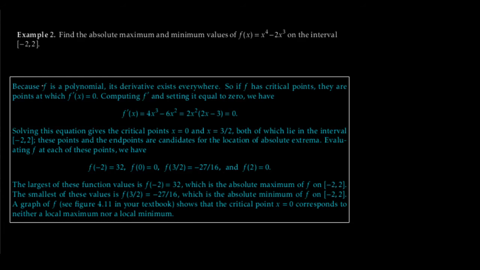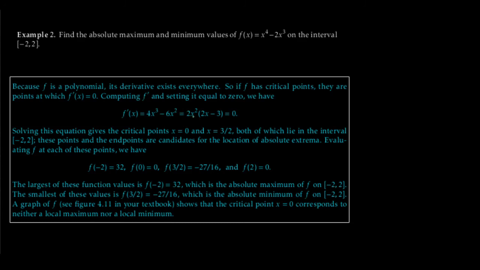Because f is a polynomial, we know that its derivative exists everywhere. After all, its derivative will be just another polynomial. So, if f has critical points, if it has any of them at all, they are points at which f prime of x is equal to 0, since a critical point is a place where the derivative does not exist or is equal to 0. So, these are the only places where it can happen. Computing f prime and setting it equal to 0, we have that f prime of x is equal to 4x to the third minus 6x squared. This is just a consequence of the good old-fashioned power rule.